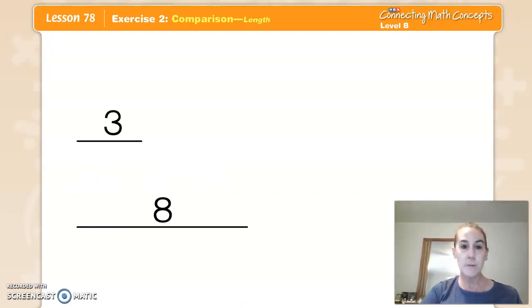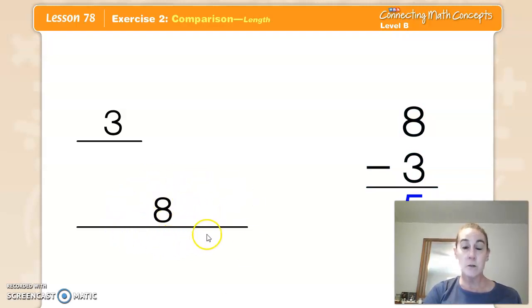So this bottom line is 8 inches shorter than the top line. Okay, one more example. Here's 3 inches and 8 inches. How much longer is the bottom line? So again, I'm going to do a minus problem. 8 minus 3 equals 5. So this one is 5 inches longer than the top line.